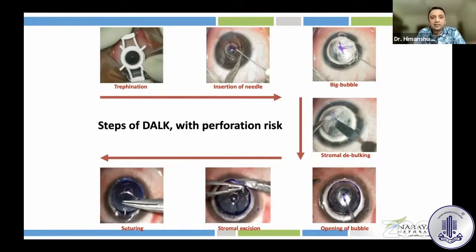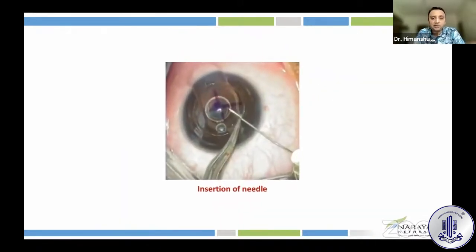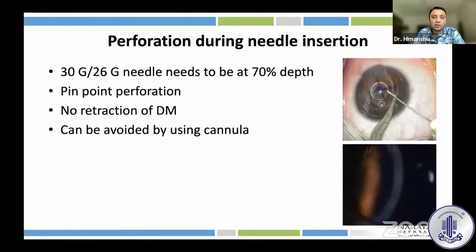The next step is needle insertion. That's the time where you can have perforation. Now, interestingly, these perforations are very small and the DM usually does not retract there, and it can be avoided by using a cannula.